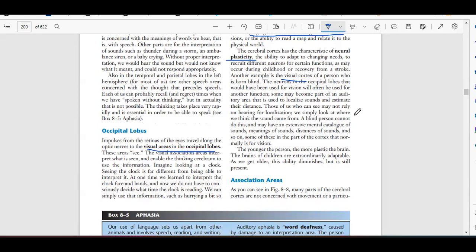Those of us who can see may or may not rely on hearing for localization; we simply look at where we think the sound came from. A blind person cannot do this and may have an extensive mental catalog of sounds, meanings of sounds, distance of sound, and so on. Some of these are in the part of the cortex that normally is for vision. The younger the person, the more plastic the brain. The brains of children are extraordinarily adaptable. As you get older, this ability diminishes, but it's still present.